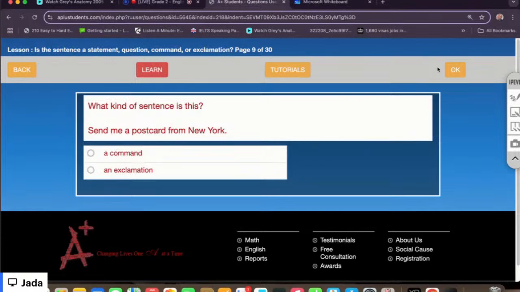Send me a postcard from New York. Now, this one, is this a command or an exclamation? You have to tell me, you guys. Send your answers on the chat. Send me a postcard from New York. Is this a command or exclamation?